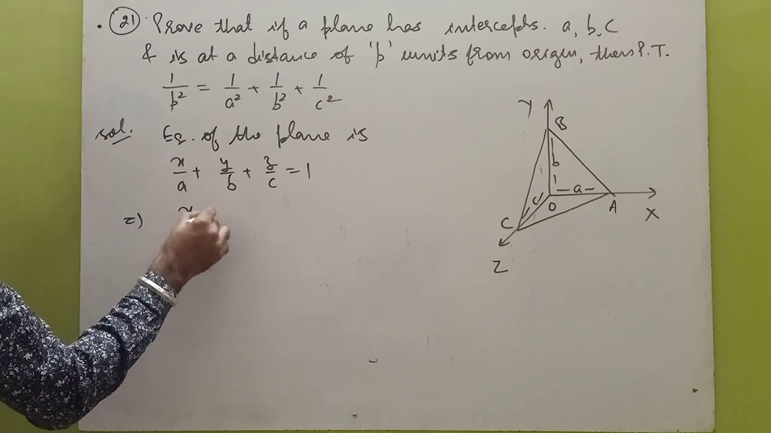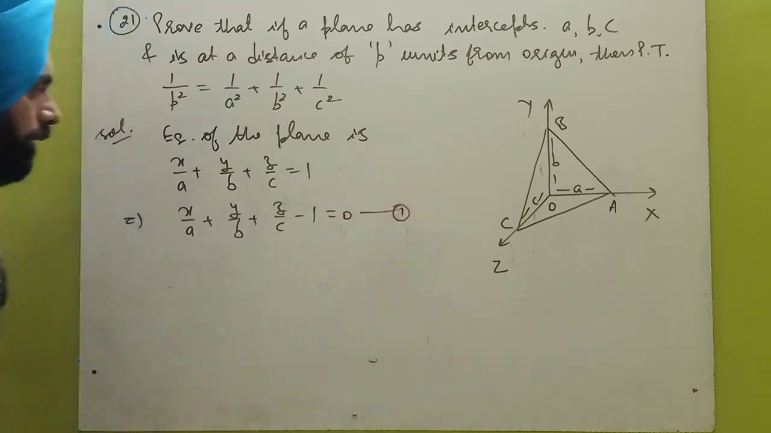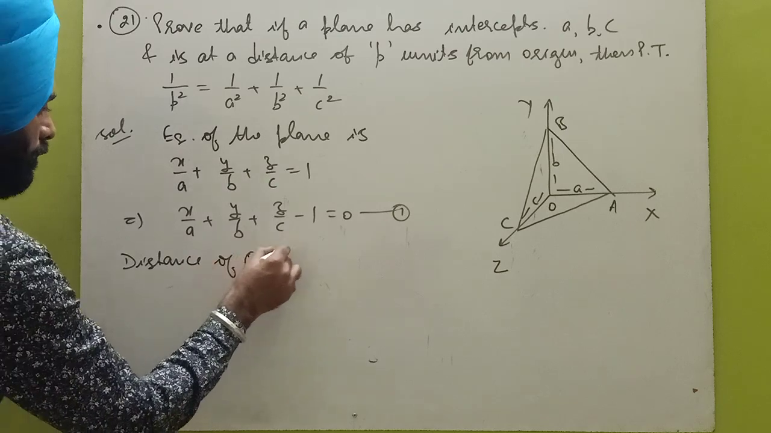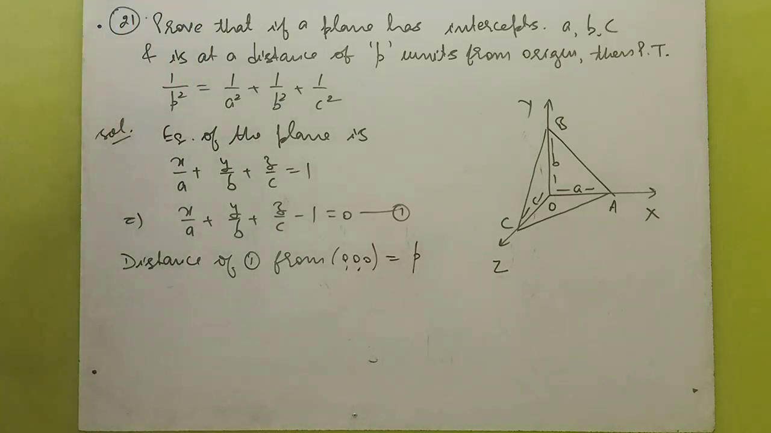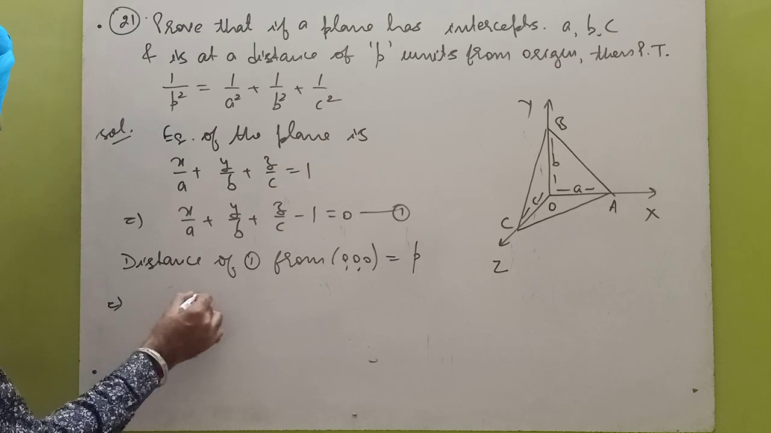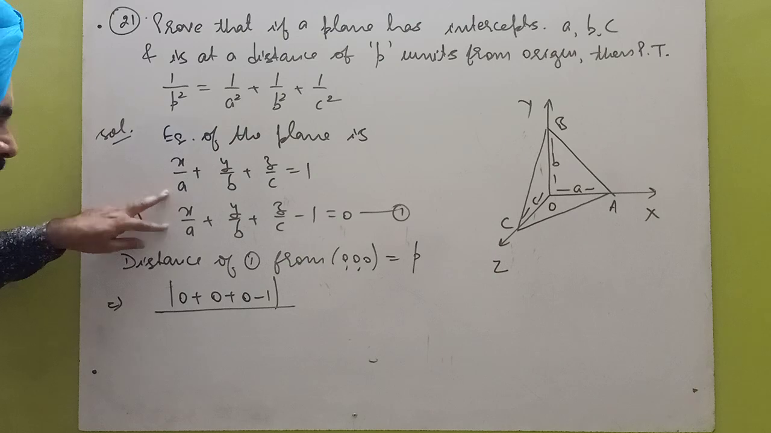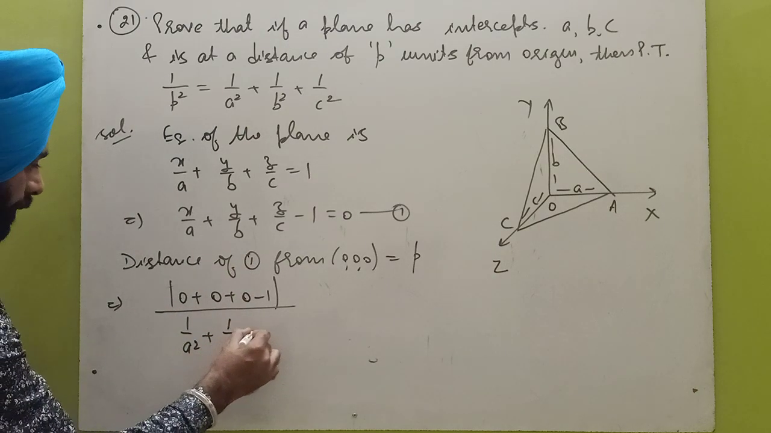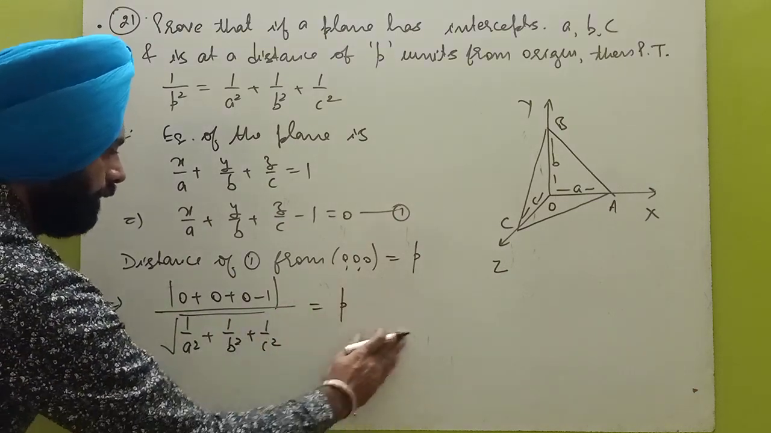Shift 1 to the left hand side because we have to find the distance. Now the distance of plane 1 from the origin is equal to p. Apply the distance formula, put this point in this equation. So mod of 0 plus 0 minus 1, divided by root of the square of the coefficient of x, which is 1 over a square, similarly the coefficient of y square is 1 by b square, plus 1 by c square, is equal to p.